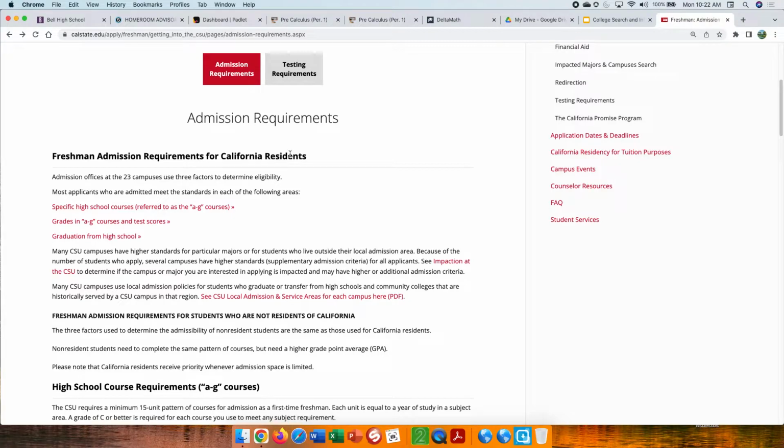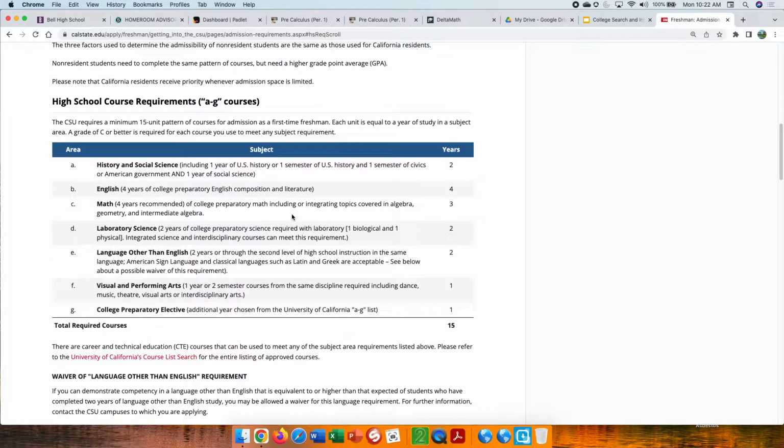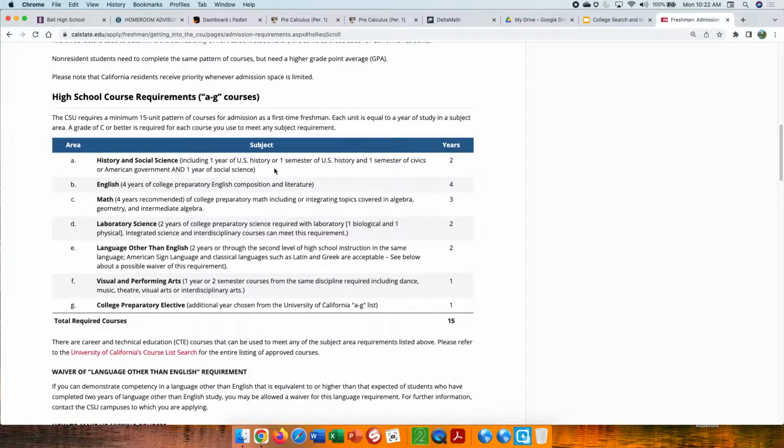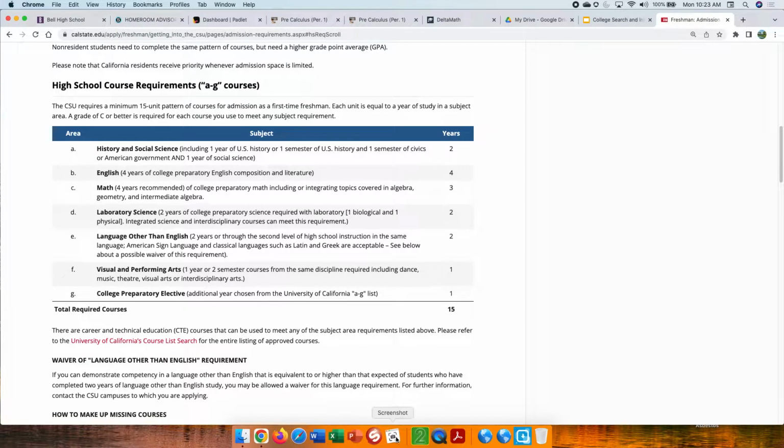Okay, are you here? Now click this one that says specific high school courses. See this first red one up on top. Did you click that? It should look like this: high school course requirements, A through G courses. Okay, how do you guys do a screenshot or capture a picture? Everybody does it different. Control shift.